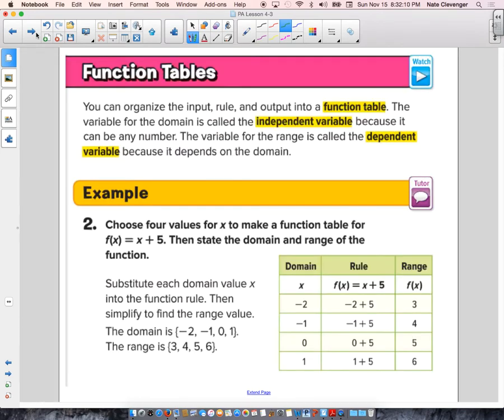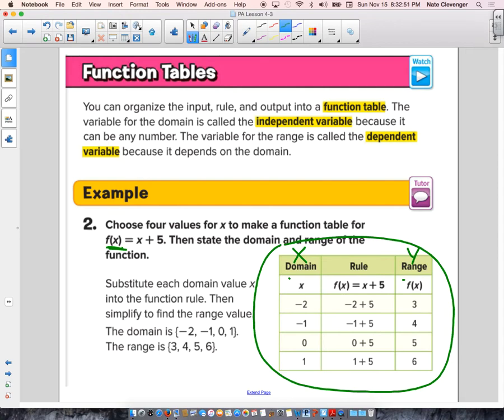We're going to also show this in table form. So you can organize the input, the rule, and the output into a function table. That's what this is down here. This is a function table. The domain is the independent variable. That's what we've always used as x. Okay, and they show that here. They're not being tricky about that or anything. It's the independent variable, it's x. And so then the range we know to be the y, and now in this notation that they're showing us, since they're using f of x, that's our f of x column instead. But it's still just like your x and y.